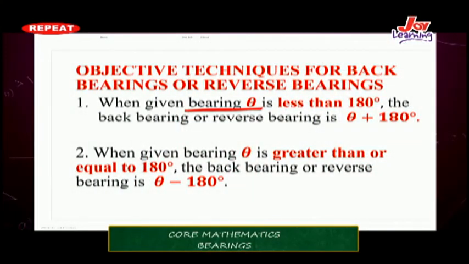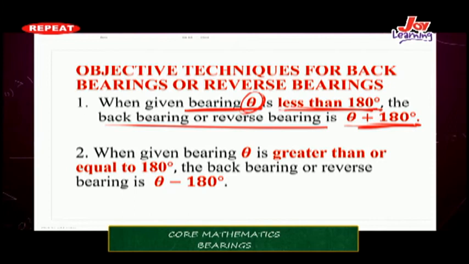When the given bearing theta is less than 180 degrees, the back bearing or reverse bearing is the given bearing theta plus 180. Why are you adding 180? Because it's less than 180, and 180 is our level. If it is less, you add. If it's more than 180, you subtract. If it is equal to 180, you subtract. You get 000, because bearing is a 3-digit angle, so you will not write a single zero. You write 000. And later we will come to realize that that bearing means due north. You are moving in the north direction.